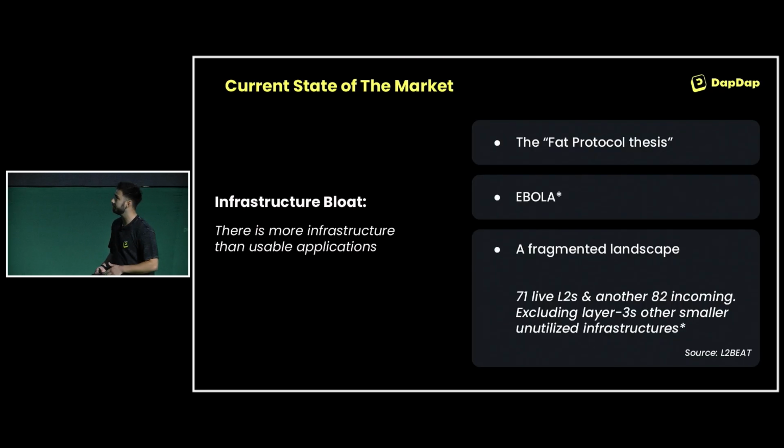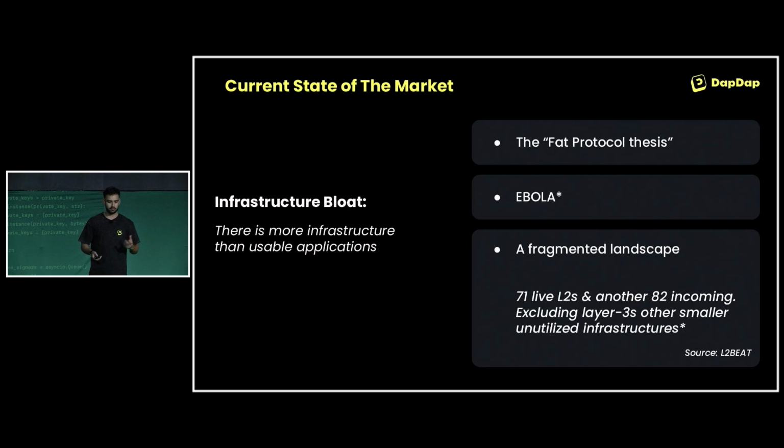Diving into this infrastructure bloat, there's basically more infrastructure in the space than usable applications. And so this fat protocol thesis, combined with Ebola, which is Ethereum bags over logical affliction, basically means that tier one VCs like Dragonfly or others have to deploy their LPs' capital in a certain amount of time, say 2-3 years. And a majority of value accrues at this infrastructure layer because that's where they can make the most money.